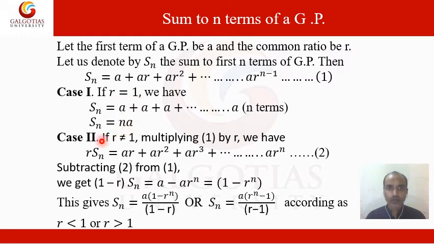Now moving forward, when the common ratio of GP is not equal to 1, that is, when r is not equal to 1, two cases arise: r is greater than 1 or r is less than 1.